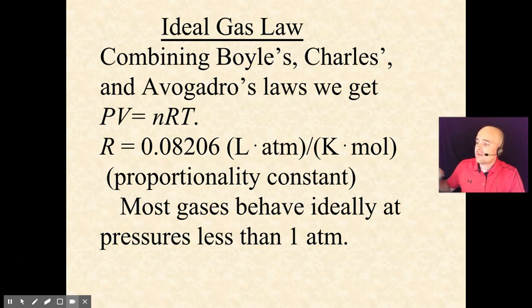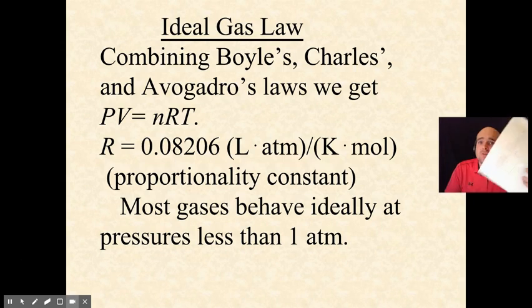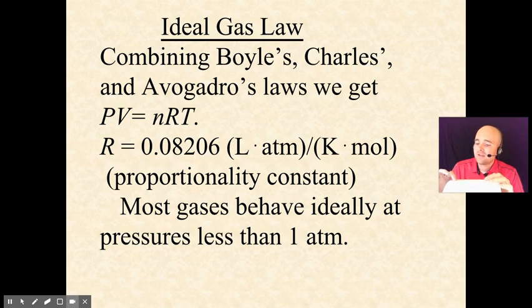The value of R is given to you on your formula chart, and it's easy because there are three different values, because there are three different units of pressure. So depending on what unit of pressure was given to you in the problem would depend on which value of R you would use. Most commonly you'll see this one right here, 0.08206.